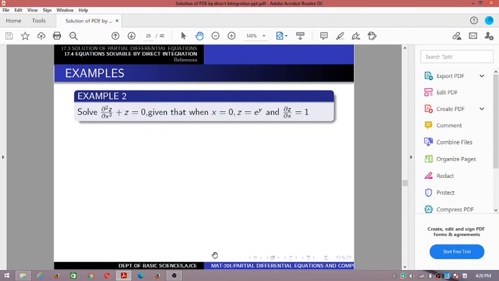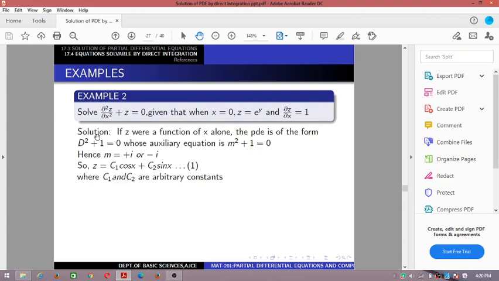Solve ∂²z/∂x² + z = 0, given that when x = 0, z = e^y and ∂z/∂x = 1. Here we are given a partial differential equation together with 2 initial conditions. First we will solve the given partial differential equation without the conditions.